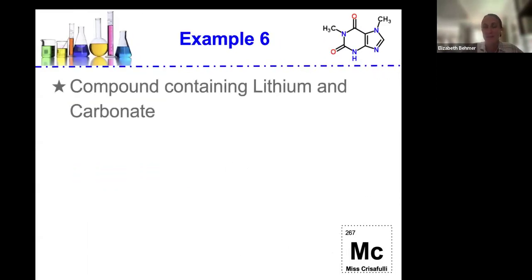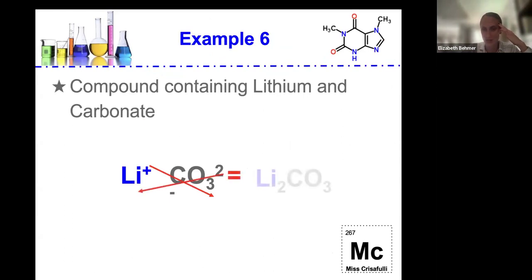Let's do another example. A formula for the compound containing lithium and carbonate. So carbonate is CO3 with a 2 negative charge. Lithium has its 1 positive charge. We're going to crisscross the superscripts. The CO3 does not change at all. We get Li2CO3.